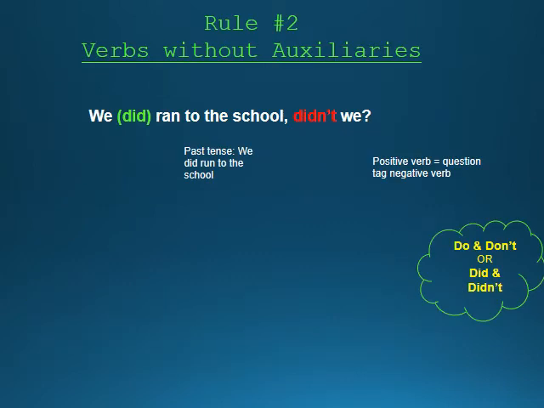Rule number 2. For verbs without auxiliaries, for example, look at the sentence, we ran to school, didn't we? We ran to school, we normally don't have an auxiliary here, but actually it's there, it's hidden. We can say, we did run to school, didn't we? So for these kinds of sentences that don't have an auxiliary, we should add didn't because we have the past here.